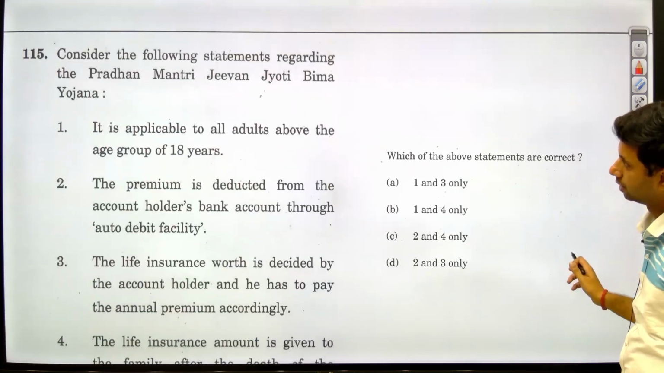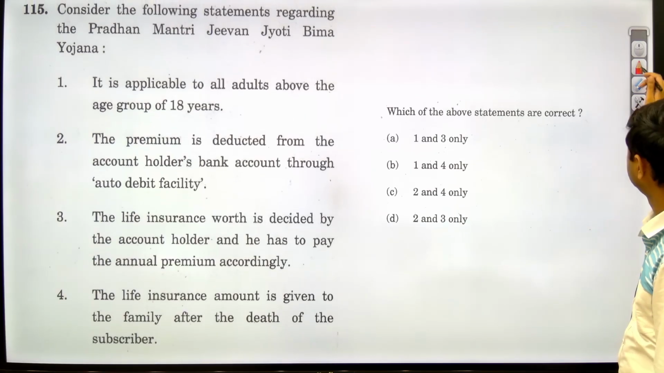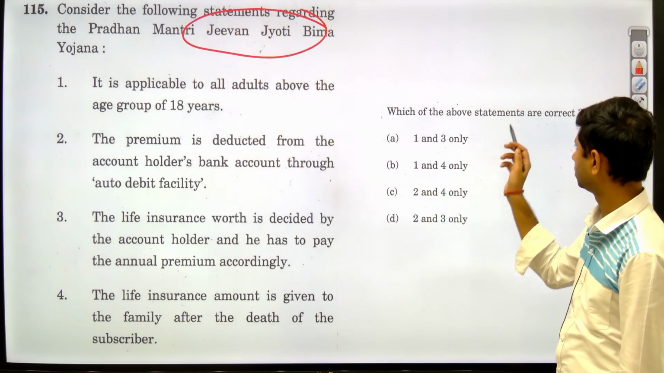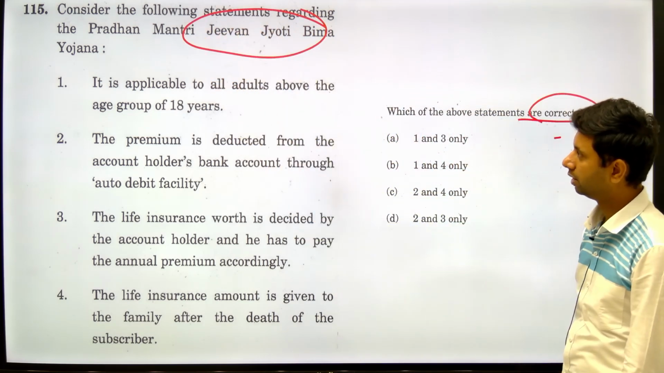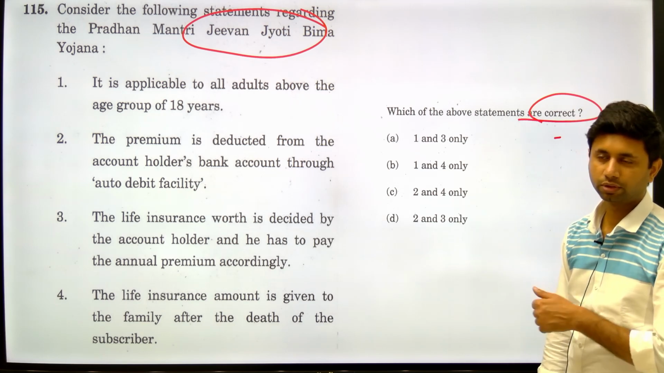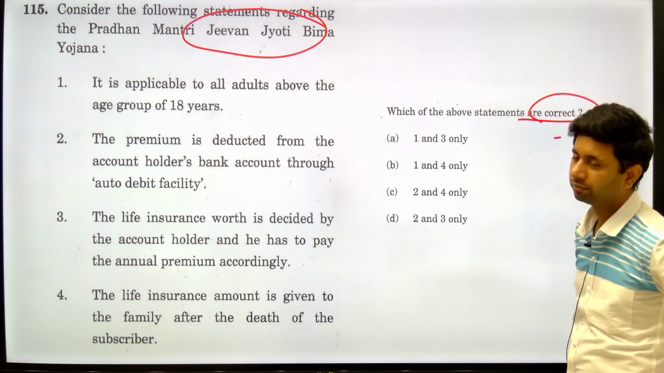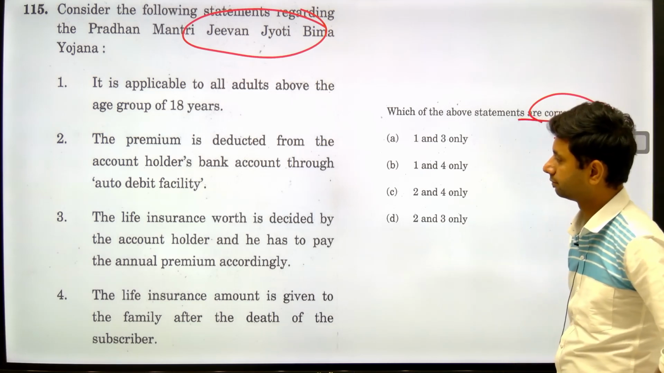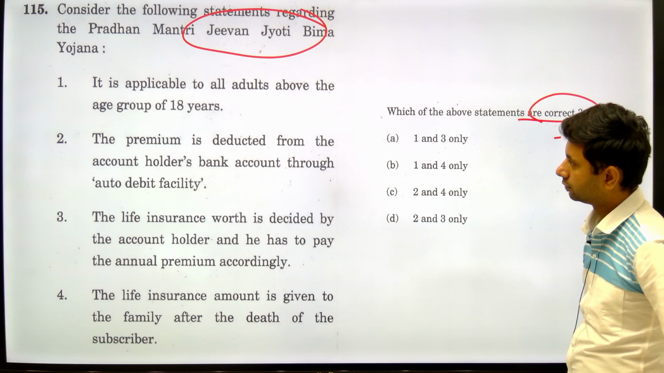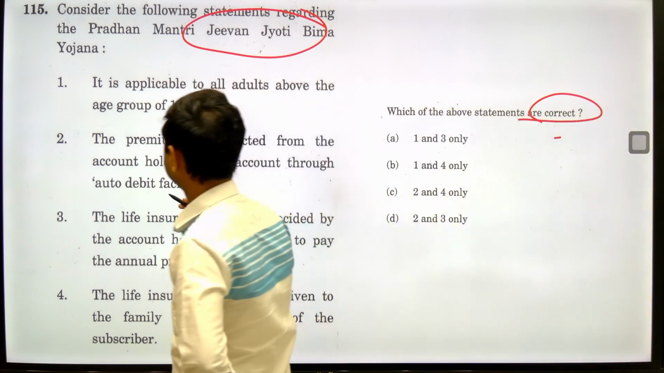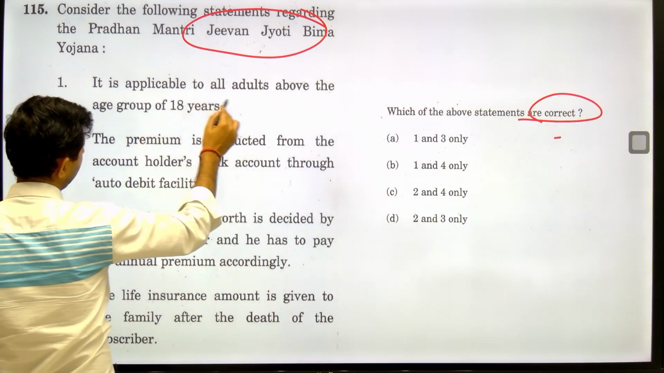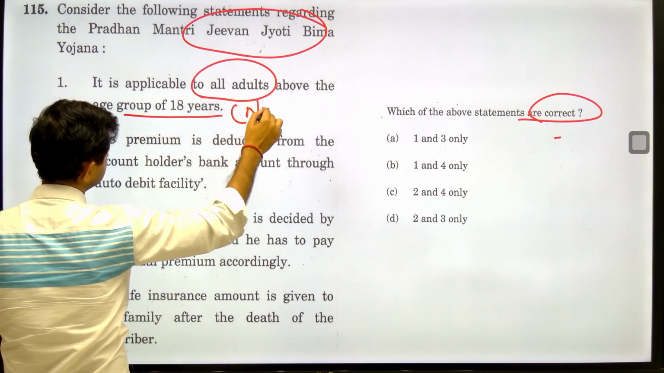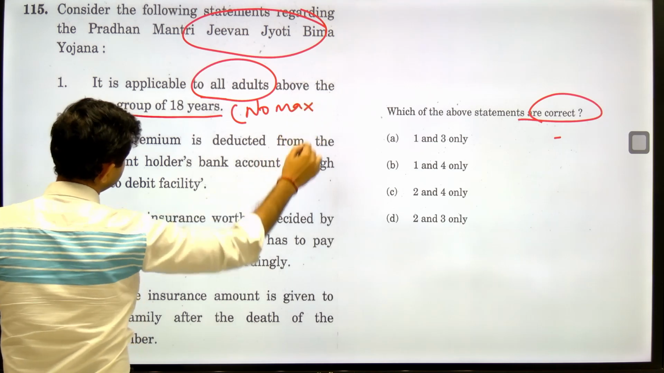Okay. Next question is about Pradhan Mantri Jeevan Jyoti Bima Yojana. Okay, so tell me which of the above statements are correct. So have a look at it, try to do this question, then we'll try to solve this. So first of all, it is saying that it is applicable to all adults above age group of 18 years, no maximum age. So take this with a pinch of salt.